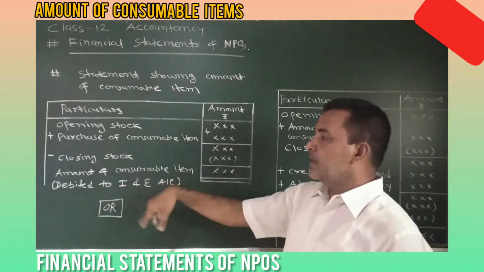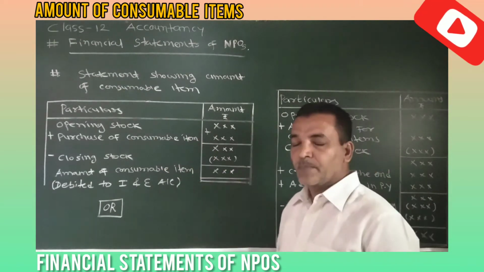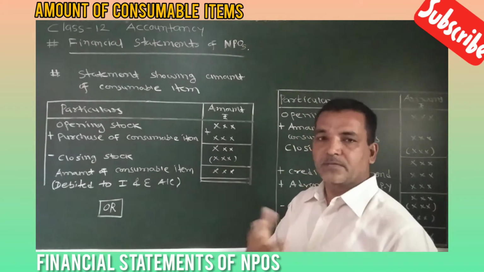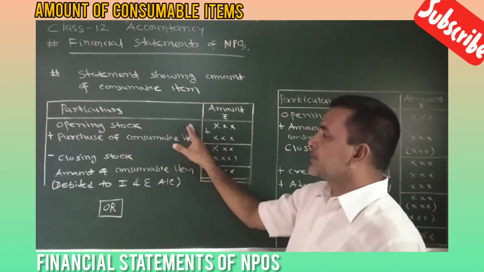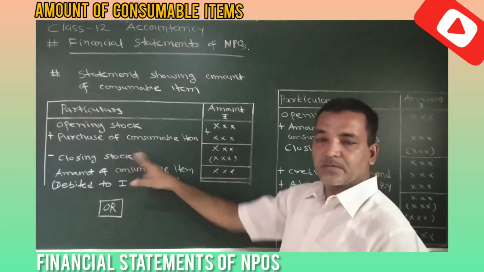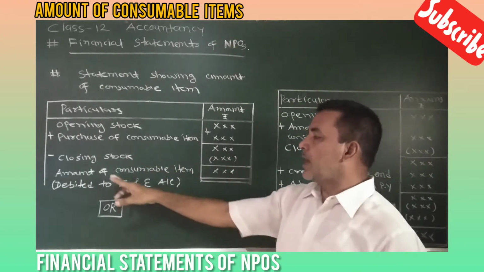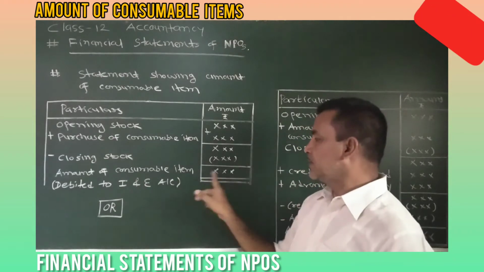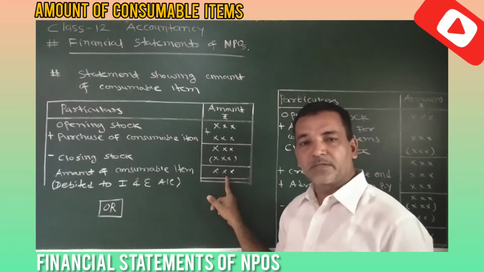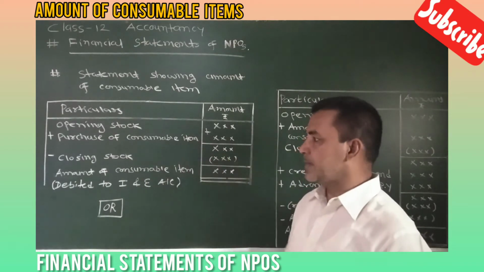To that you will add purchase of medicine. If it is the case of medicine, we will write medicine. If it is stationery, we will write stationery. So opening stock of stationery plus purchase of stationery minus closing stock of stationery. Finally, whatever answer you get, that would be the amount of the consumable item, and it will be shown on the expenditure side in the income and expenditure account. So this is the one way.